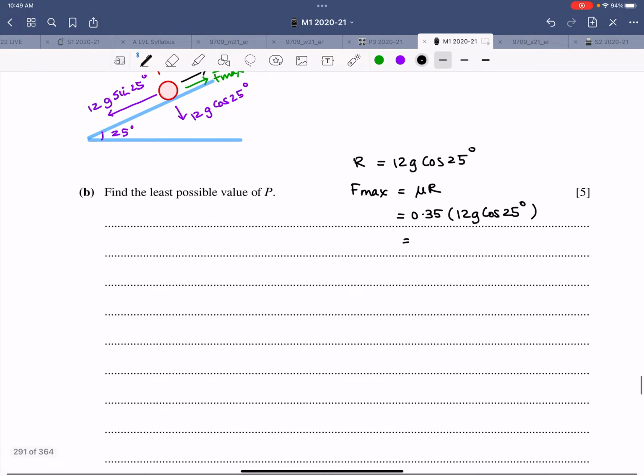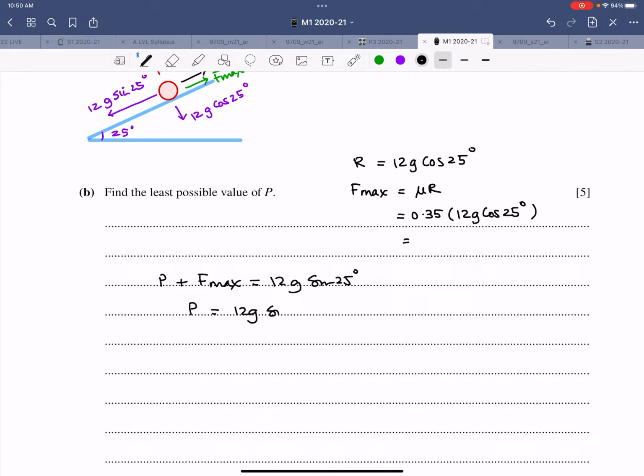And then P plus F max equals 12g sine 25. Therefore, P is equal to 12g sine 25 minus F max. And now at this point, you can use a calculator, taking care of your accuracy.